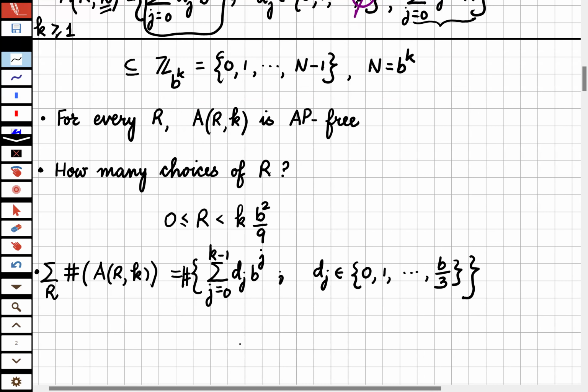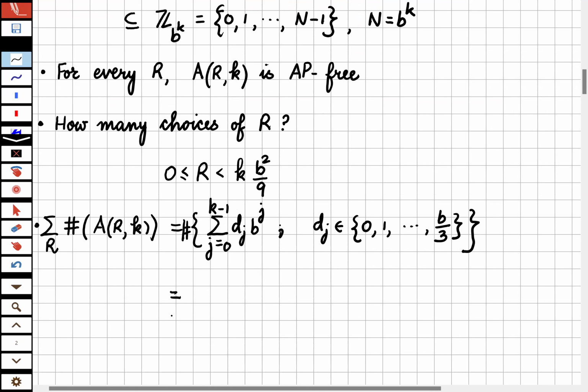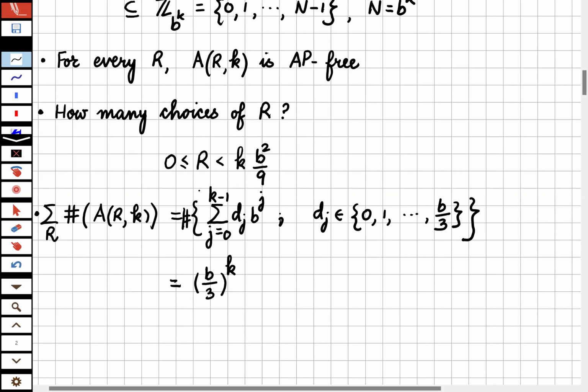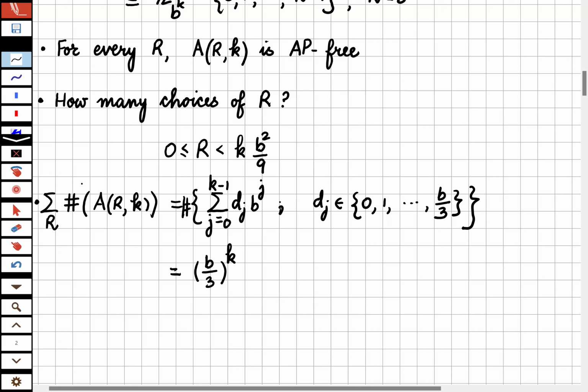Any questions so far about this step? And if not, then you tell me what the cardinality of this set is. These are the possible digits, and there are k such digits, d0 to dk minus 1. So what's the cardinality of this set? Any thoughts? Okay, so k digits and b over 3 plus 1 choices each. So b over 3 plus 1 to the k. That's right. Thank you. Great. So we have this many choices of R, and the corresponding sets A_{R,K}, their sizes sum up to this.